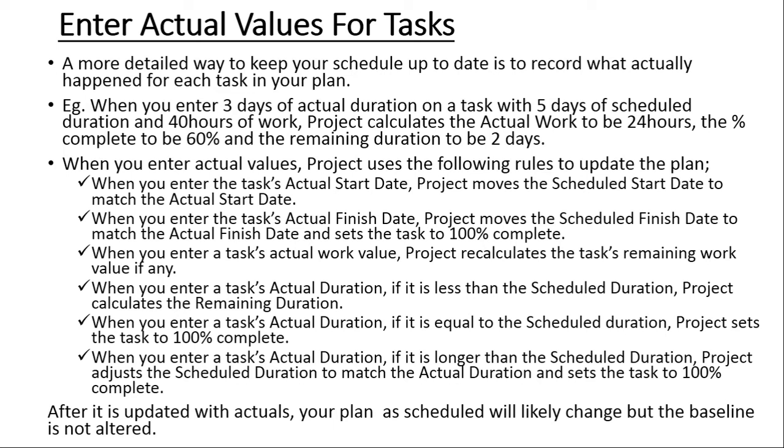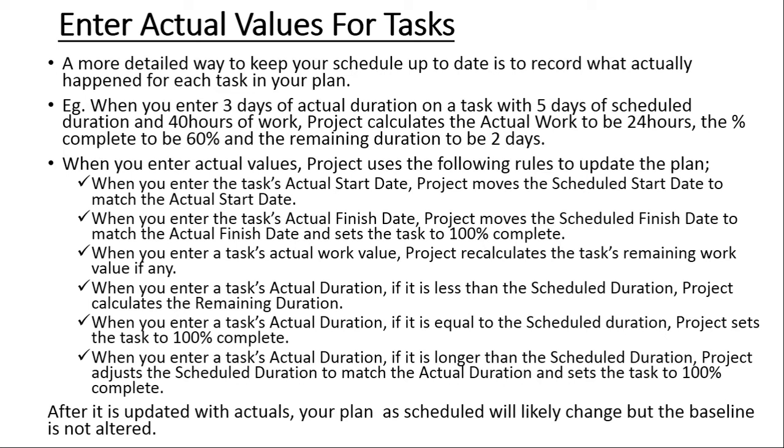But when you enter an actual duration which is equal to the scheduled duration, in other words, we have a schedule of 5 days and we enter 5 days as the actual duration, the program now sets the task to be 100% complete, because we have entered an actual duration that is the same as the planned task duration.